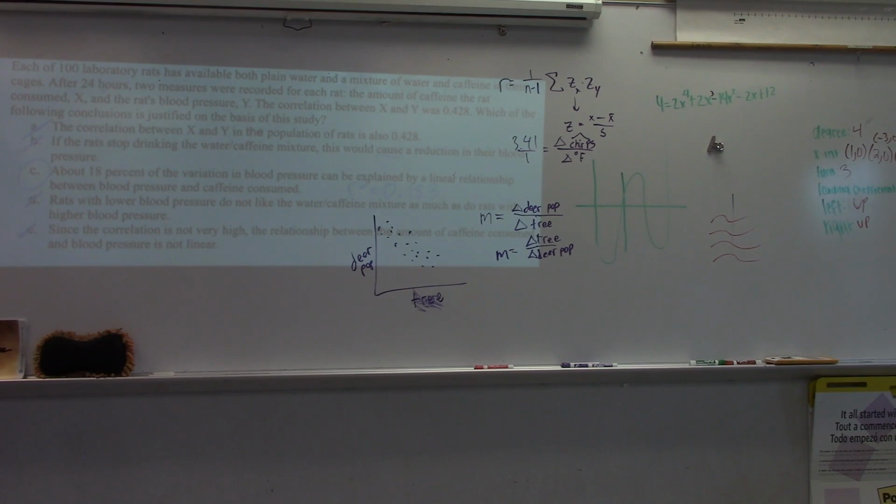So pay attention to the language, right? The idea that percent of variation in the dependent variable, the response variable, that can be explained by this linear relationship, that is literally the language of R squared. And so Bryson, if I have R and I need R squared, what do I do? Square it, that's it.